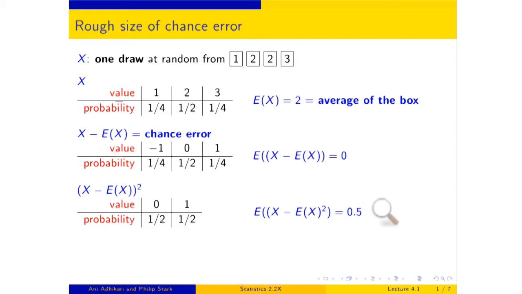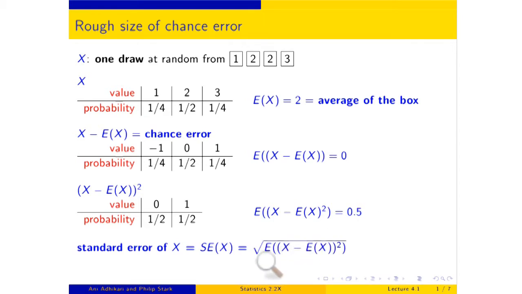Yep, we take the square root. And the square root that we're going to take has a name. It's called the standard error of x, abbreviated to SE of x. And it is the root of the expected squared chance error. And in this particular instance, it is the root of 0.5, which is about 0.71, 0.707 something.